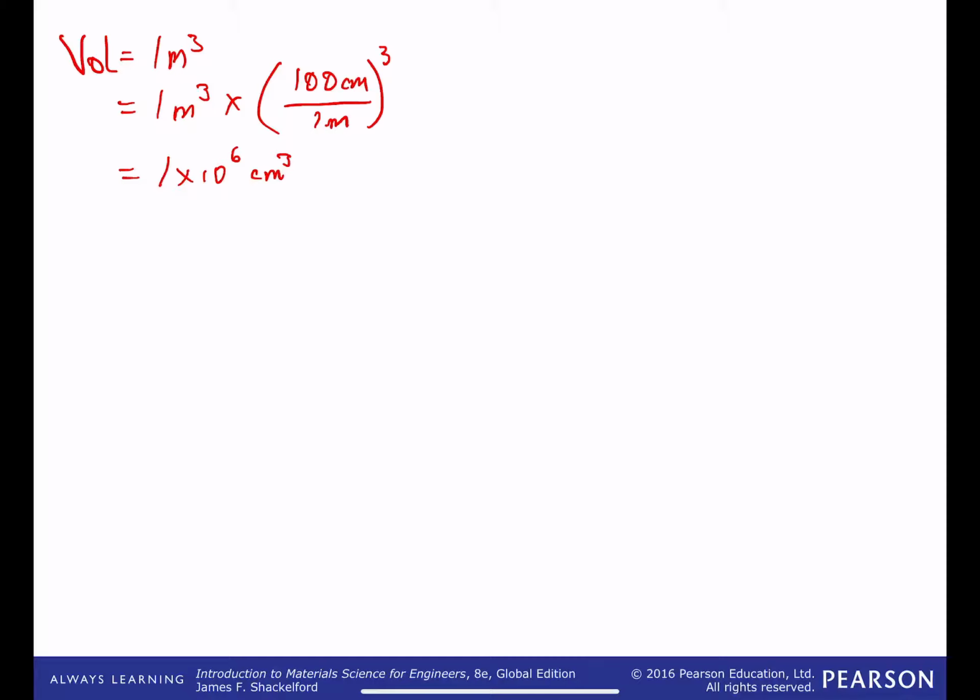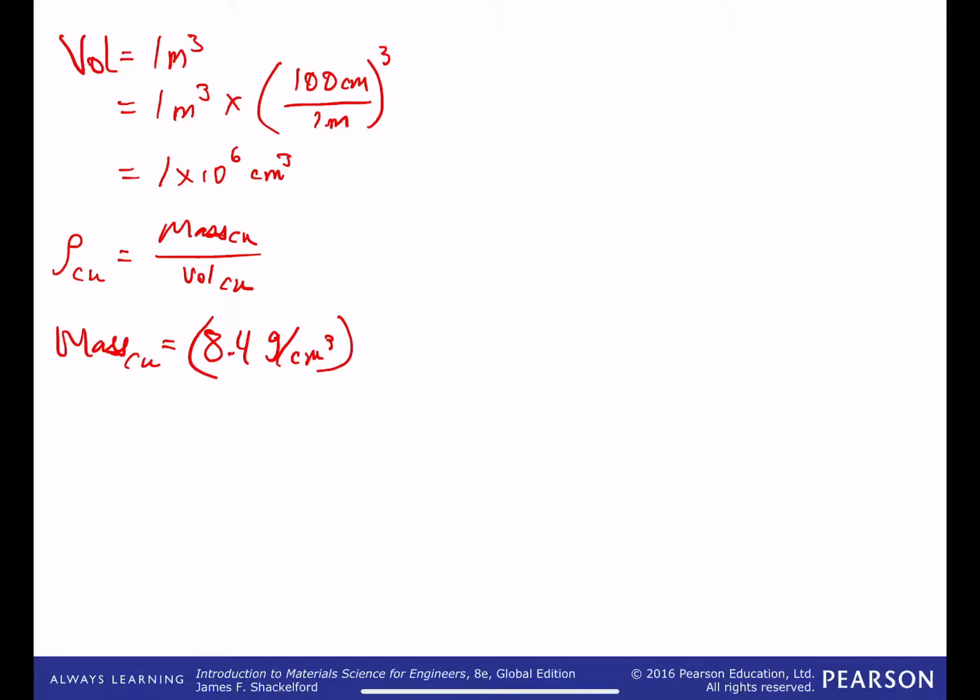Okay. Now, knowing the density equation, the density of copper is simply the mass of copper divided by the volume of copper. I can solve for mass. So the mass of copper is going to be equal to the 8.4 grams per cubic centimeter times the volume of copper in question, so that is the 1 times 10 to the 6 centimeters cubed. And I now have 8.4 times 10 to the 6 grams of copper that are in question.